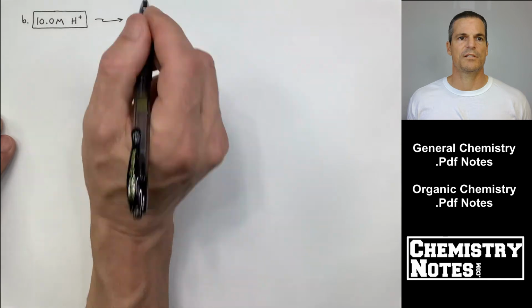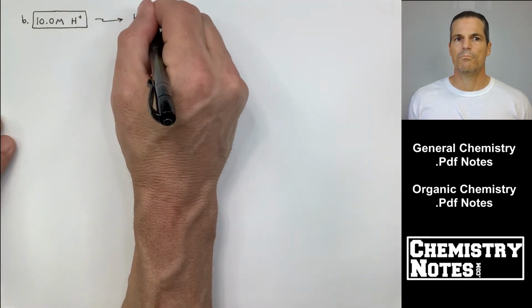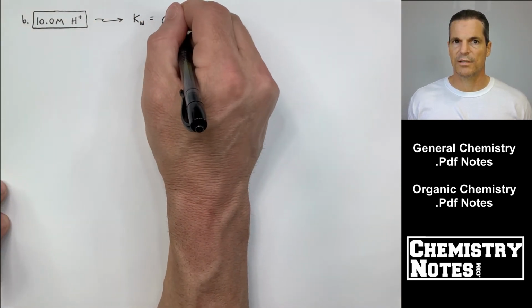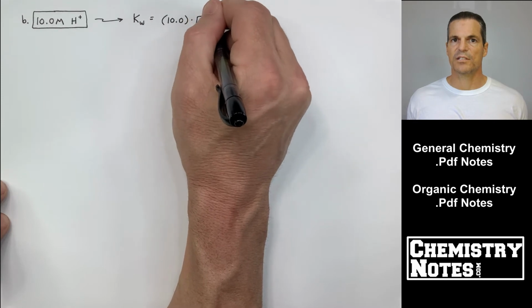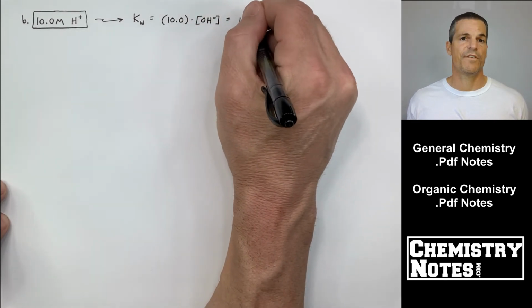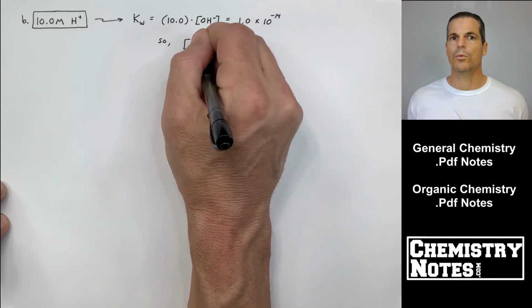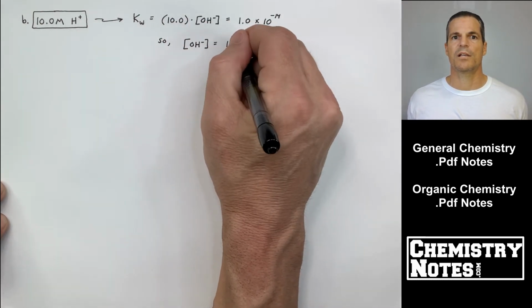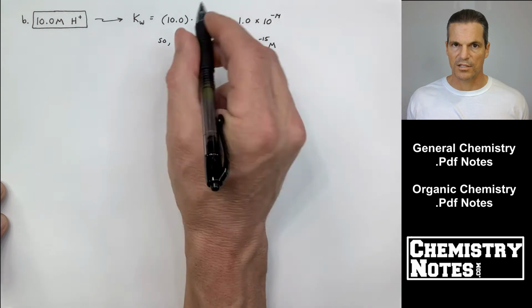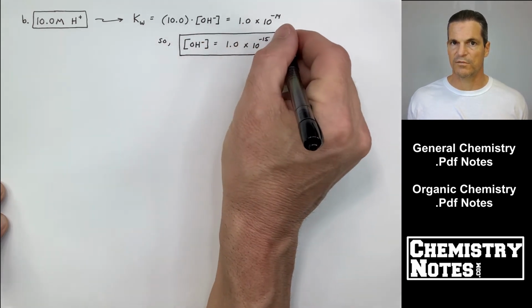New page of notes at the top there, 10.0 molar H plus. They've given us the H plus concentration, therefore we have to find the other one, the OH minus concentration. Kw we know is 1.0 times 10 to the minus 14th, which is equal to the concentration of H plus times the concentration of OH minus.